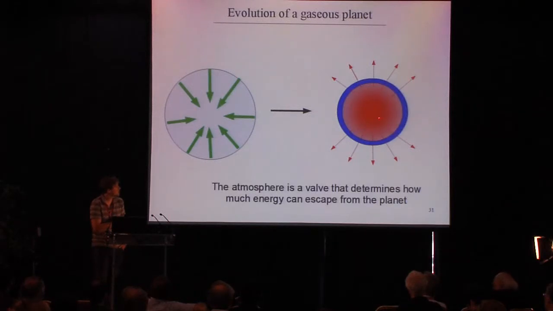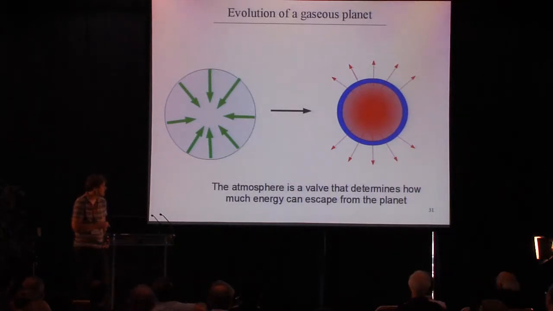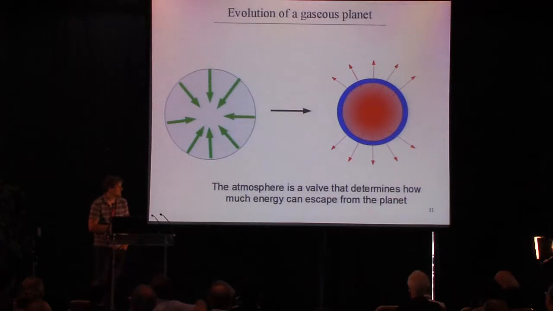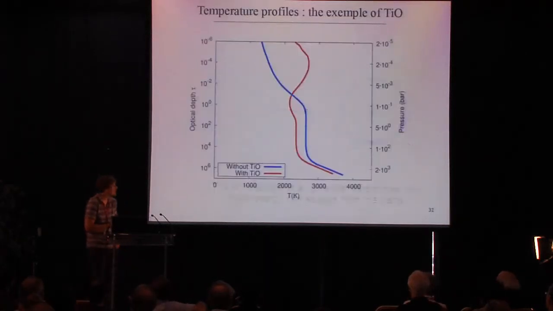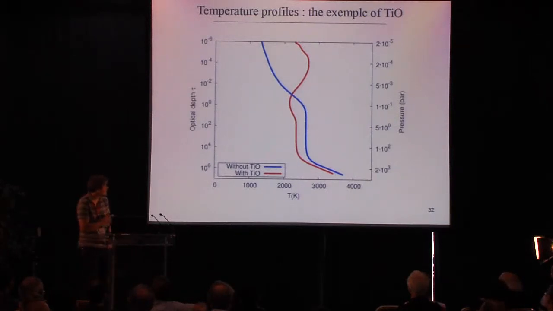the energy needs to cross the atmosphere, which surrounds the planet by definition. And so the atmosphere must really be seen as a valve that can determine how much energy can escape from the planet. So the composition of the atmosphere might be of great importance in determining this cooling rate. Here I take the example of titanium oxide, which is expected on the dayside of hot Jupiters, given their high temperatures, but has definitely not been seen for the moment. This is a great problem that the community is trying to figure out now. Is there TiO on these planets, and if there is not, why?